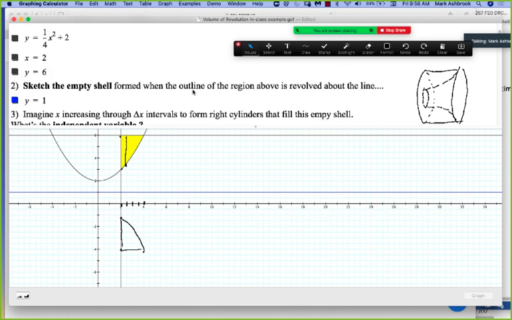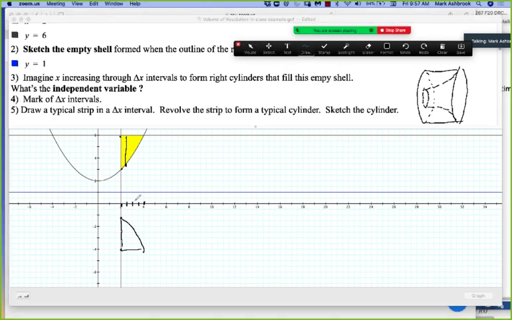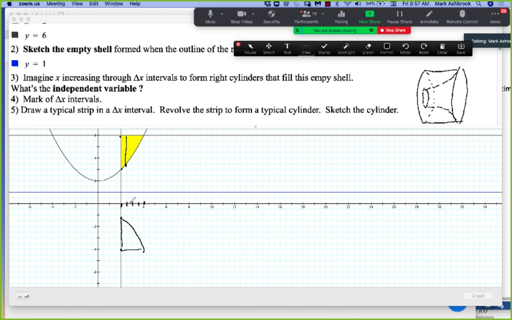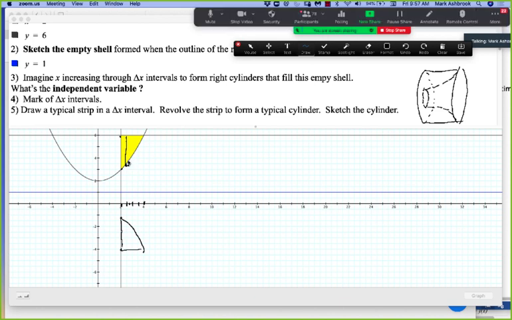Okay, that's better. So we're drawing a typical strip here. And then that strip, we want to imagine that we're growing delta x, or x is growing in that interval. So we're just going to pick an arbitrary x inside that interval, just say right here. And then we're going to keep the y value the same as it was at the beginning of the interval there.